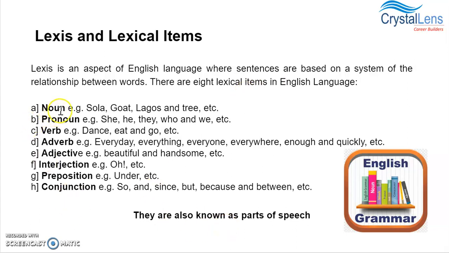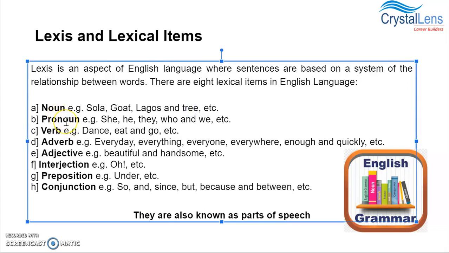First is a noun. A noun is a word that identifies a person, an animal, a place, or a thing. Thing in this context could be something concrete like tree, or something abstract like an idea. A pronoun is a word that is used instead of a noun. We'll talk more about pronoun in a bit. And then a verb is an action word like dance, eat, go.